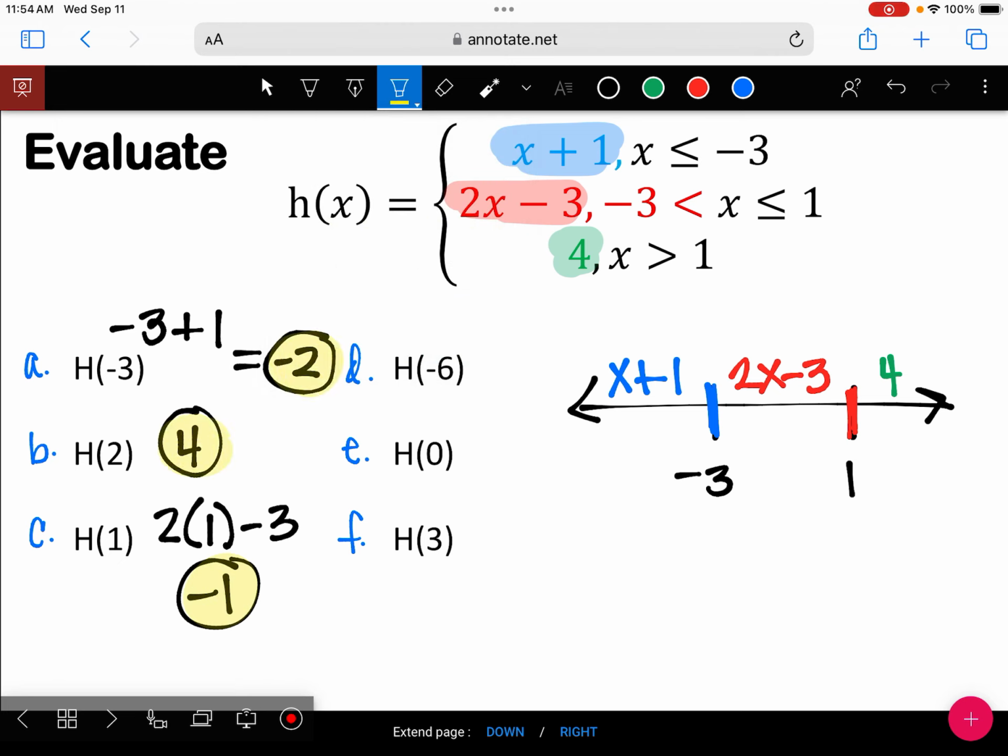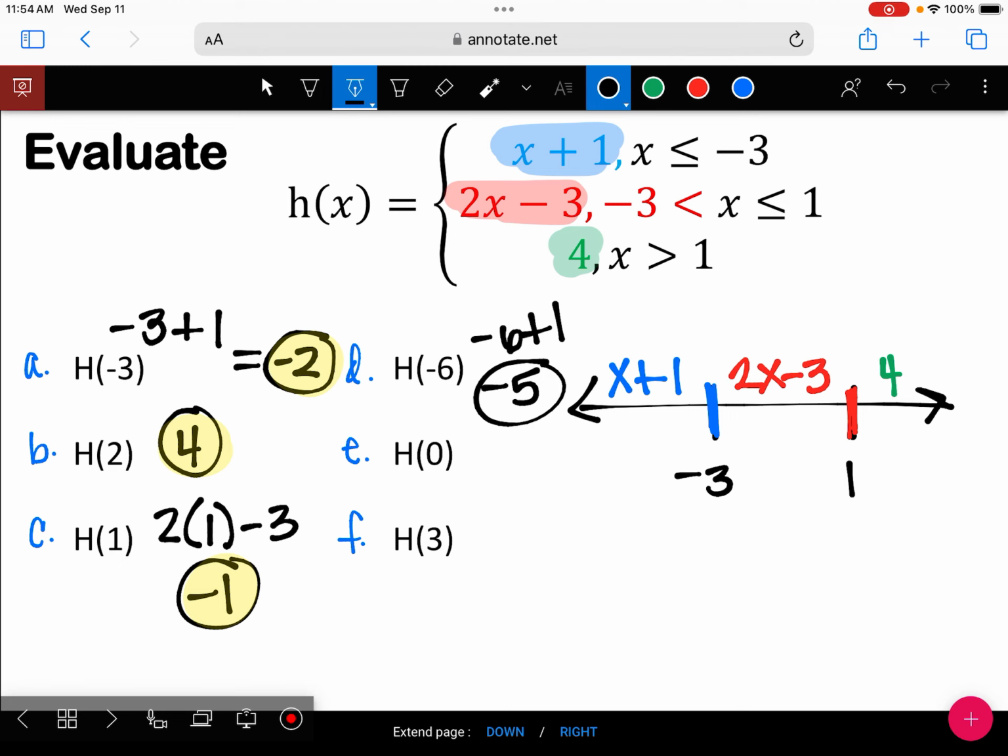All right, now let's look at question D. -6 on the number line, that's over here somewhere. So I'm going to substitute the -6 into this equation. So for question D, it would be -6 plus 1. So the answer would be -5.